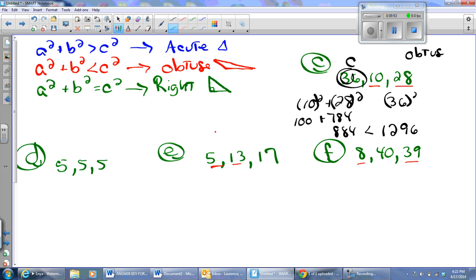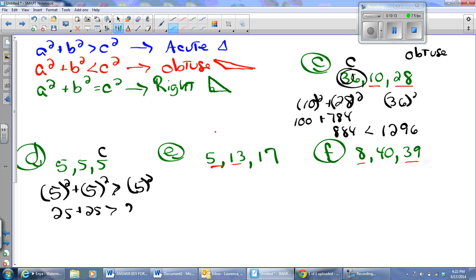See how this works? This one, it doesn't matter what you call C because they're all the same. We'll go 5 squared plus 5 squared and then we'll compare it to 5 squared. Well, come on. You ought to know that the left-hand side is going to be bigger because I'm going to get 25 plus 25 greater than 25. Absolutely. 50 is greater than 25. And so therefore, this is an acute triangle.